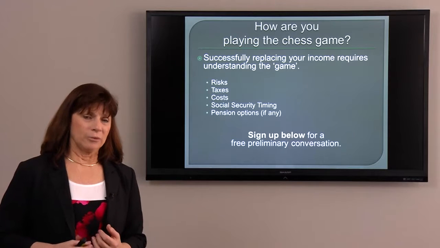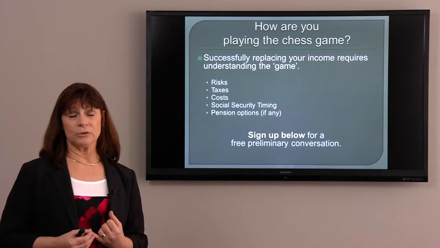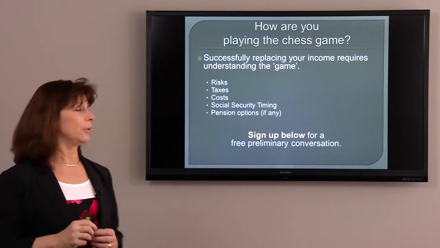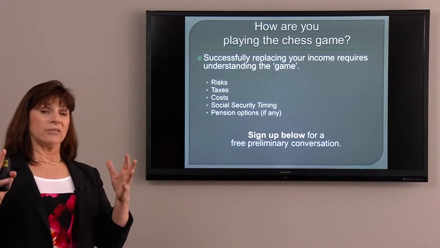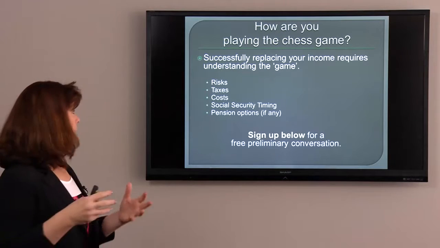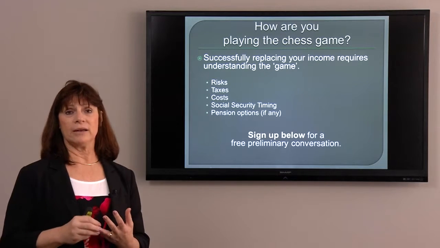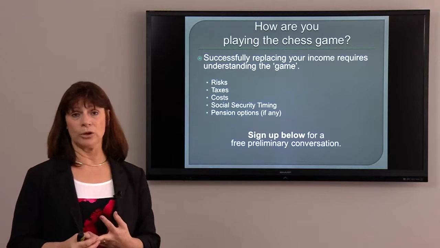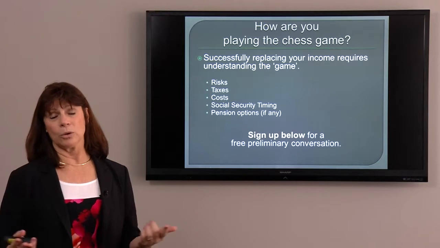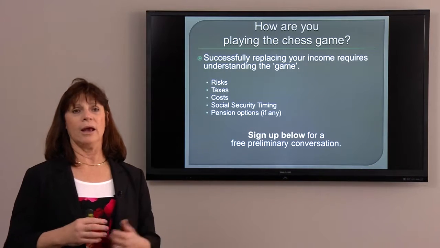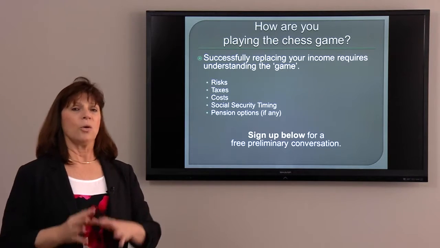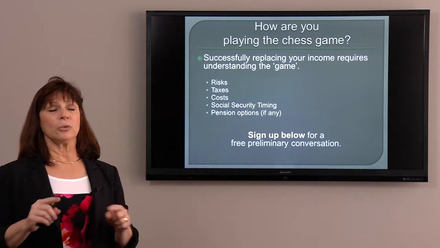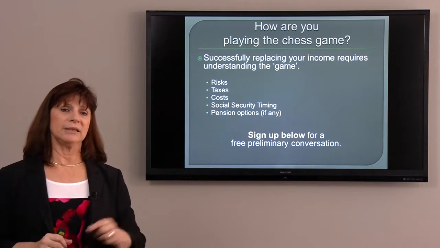Successfully replacing your income is going to require some serious planning, because are we replacing your current income or a particular income? And that's going to take an examination of everything that you're doing, including the risks that you're currently taking, the taxes you're going to pay or are currently paying. How about costs in portfolios? Social Security timing, what is that going to cost you and when are you going to take it? And then any pensions that you may have. So all of this is concluded in financial planning analysis, and all of the money decisions around the money are just as important as the money itself.